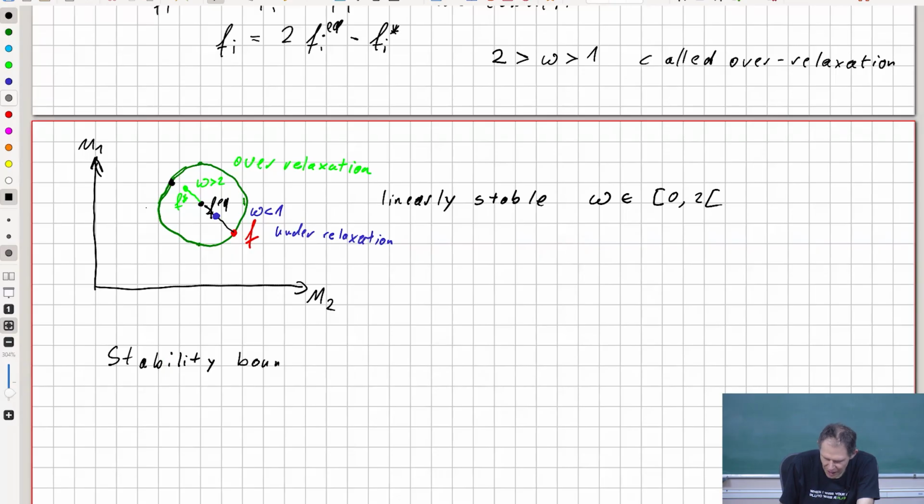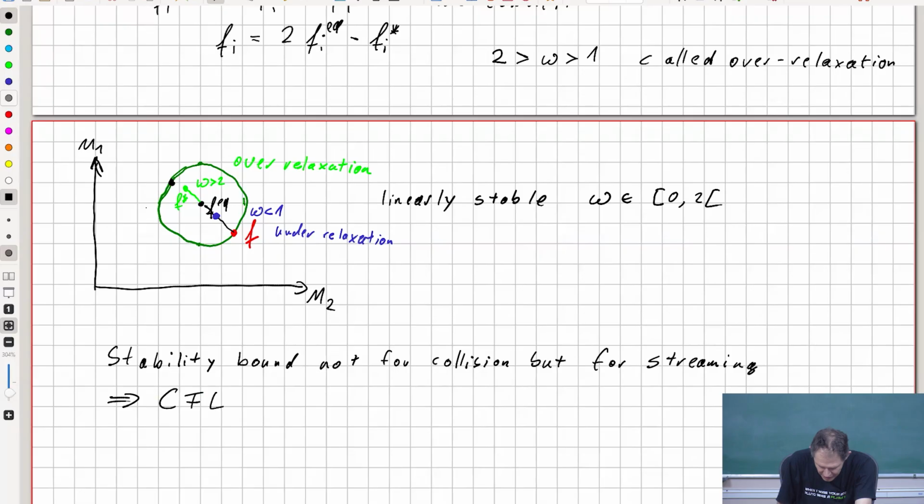So of course we still have a stability bound, but the stability bound does not come from the collision, but from the streaming. Because streaming is also an explicit algorithm, and there we have to deal with the CFL condition.